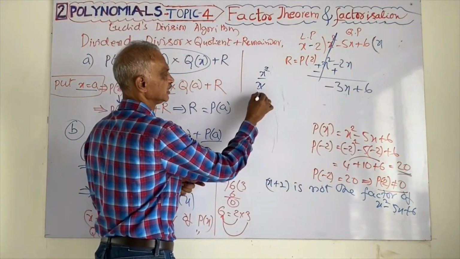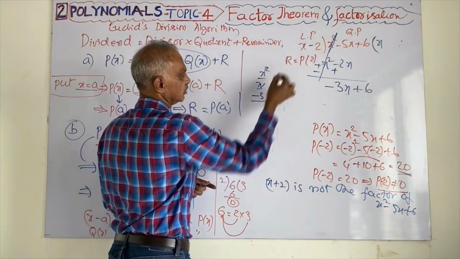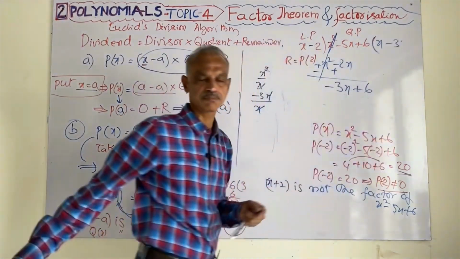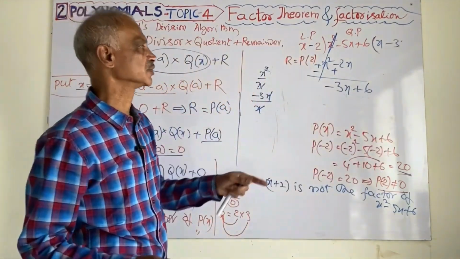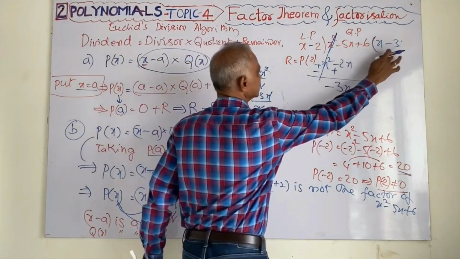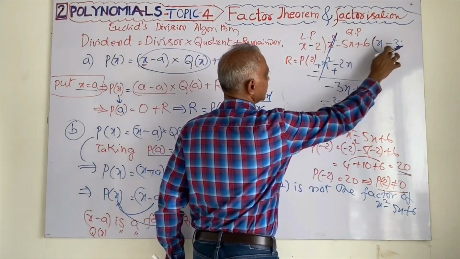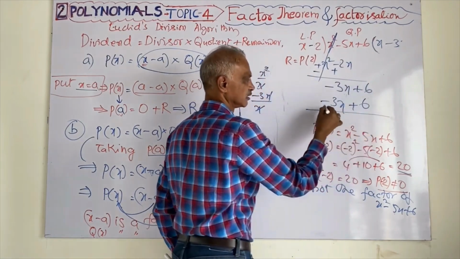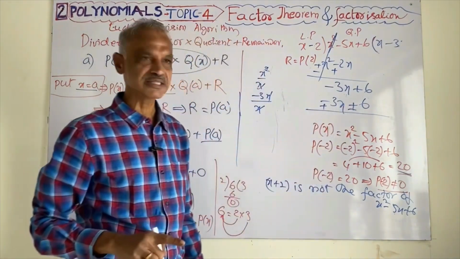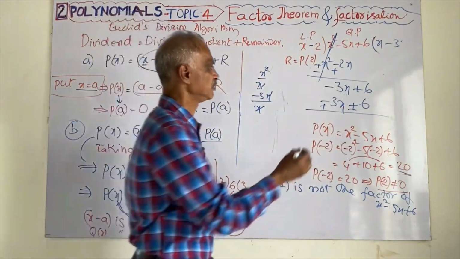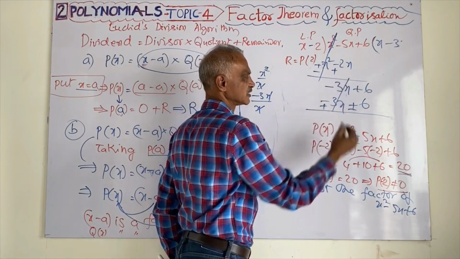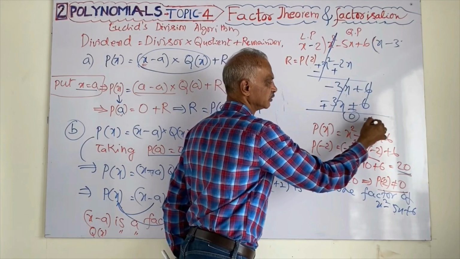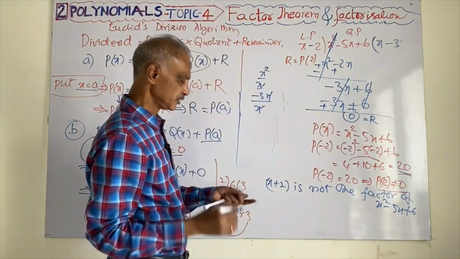Now minus 3x by x cancel. We should multiply with minus 3, so that you will get minus 3x. Minus 3 into x is minus 3x. Minus into minus is plus, 3 2s are 6. Subtract. Minus becomes plus, plus became minus. Minus 3x plus 3x cancel. Plus 6 minus 6 cancel. What is the remainder you are going to get? Remainder is 0.